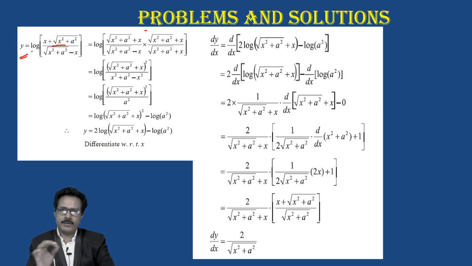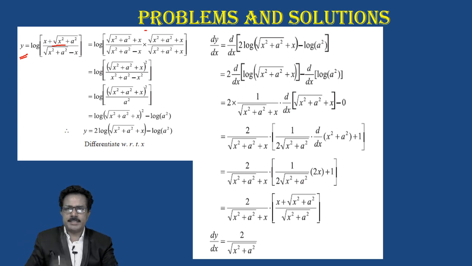We cannot find the derivative directly in this step. As in the previous example, we have to simplify this. Now this is a plus root term and a minus root term, so we have to rationalize this. Rationalize means we have to divide and multiply by the denominator's conjugate. This is the denominator, therefore its conjugate is this. Divide and multiply by root of x square plus a square plus x.